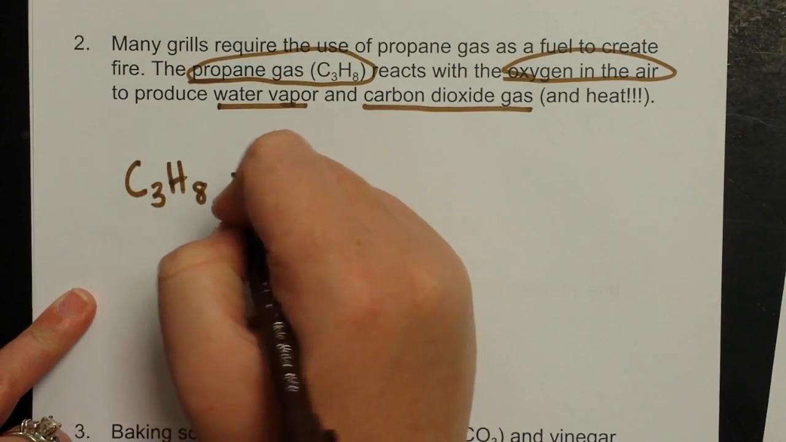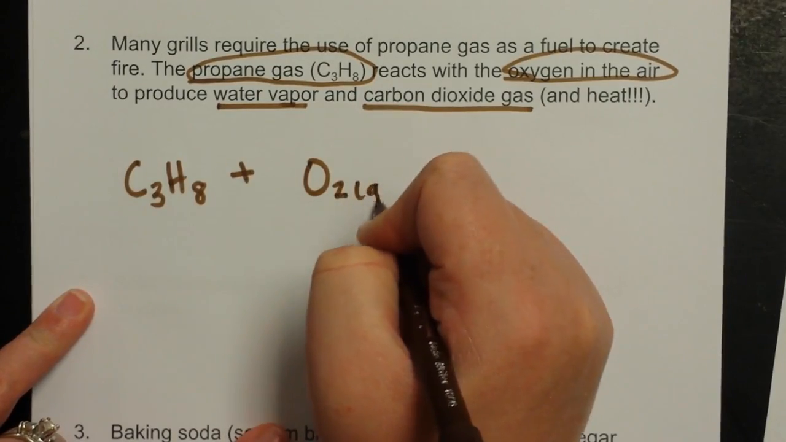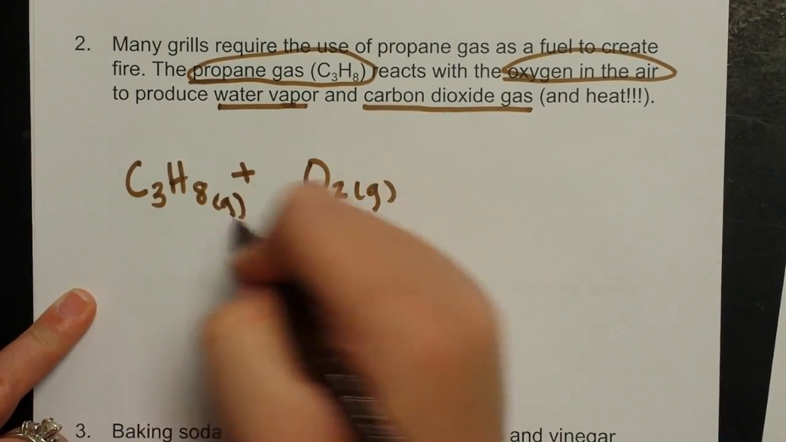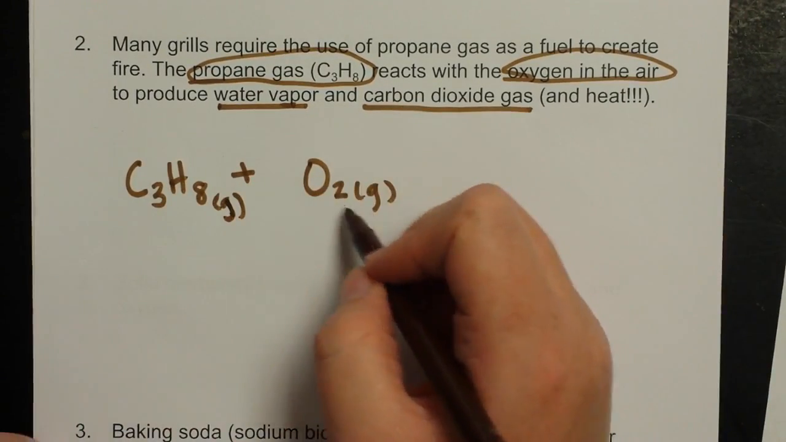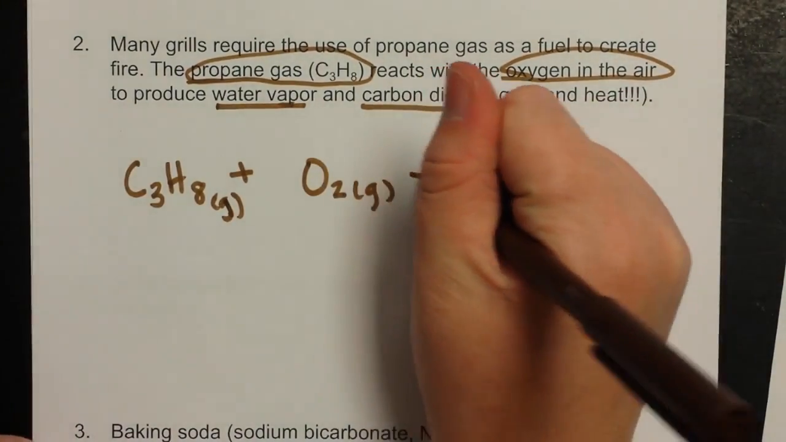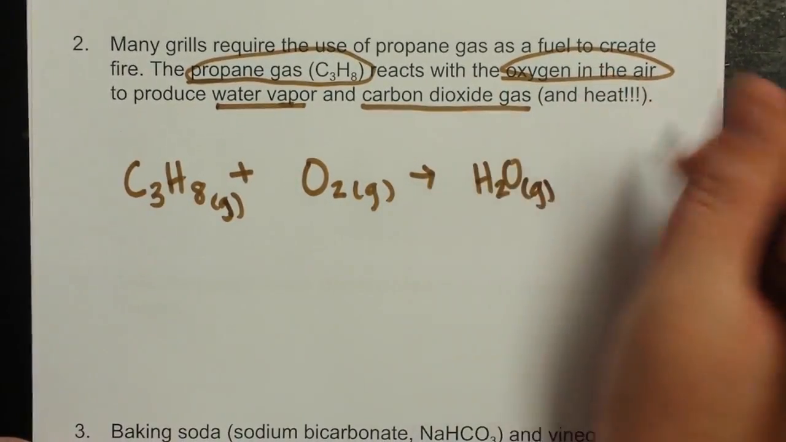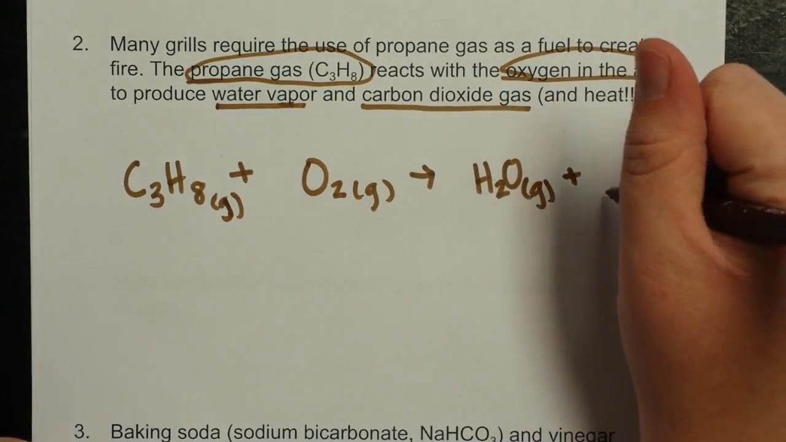Okay, so we've got C3H8 reacting with O2 as a gas. That's a gas too. I know oxygen is just an element and it's one of the diatomics. Those will produce water vapor, which means that it's in the gaseous state, and carbon dioxide gas.